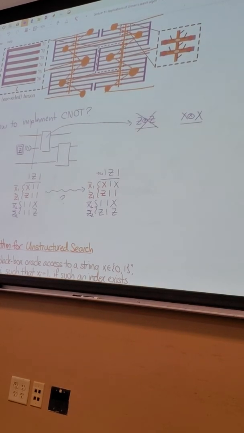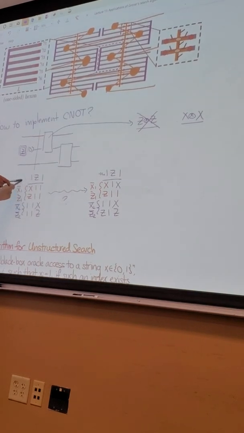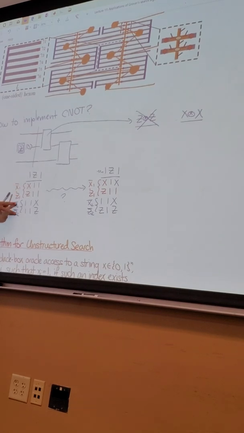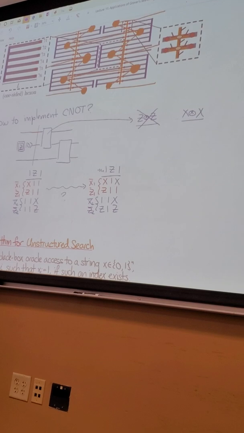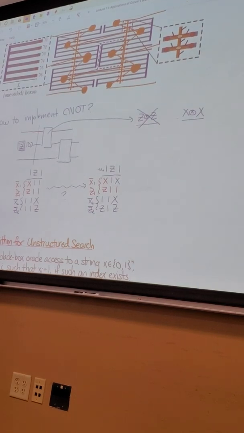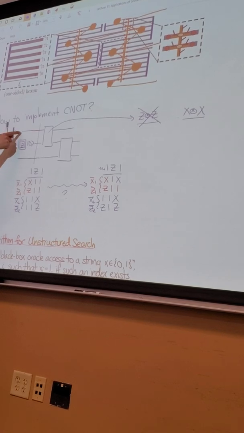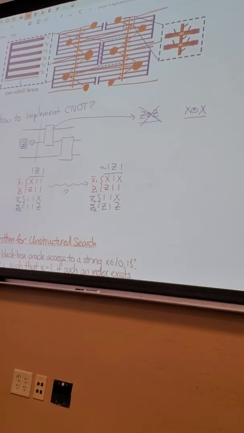But X tensor X is okay because it anti-commutes with one of the stabilizers. When you measure something that anti-commutes with a stabilizer, the outcomes are going to be 50-50. You don't learn anything about the encoded data, about the logical data. So these qubits are not affected because it anti-commutes with this. So let's try this.